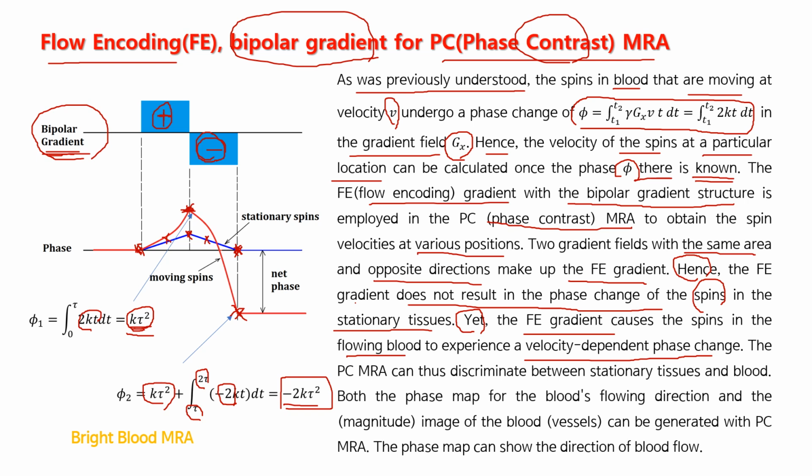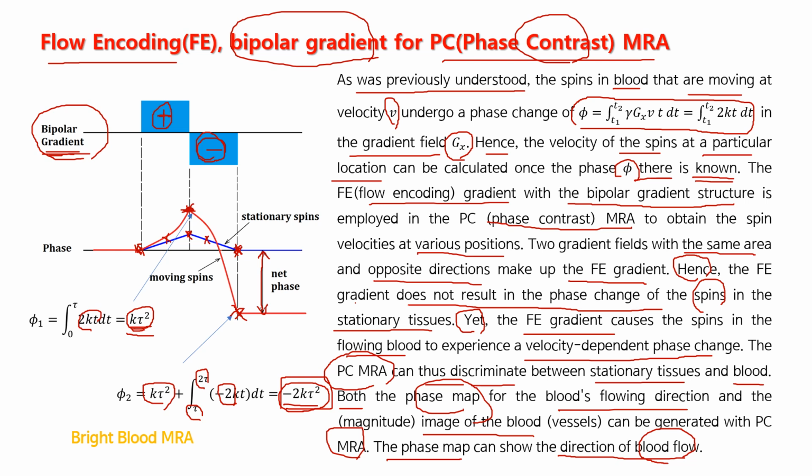On the other hand, for the spins in the moving flowing blood, the phase will change to minus 2k tau square. So there is some net phase difference between the spins in the flowing blood and the stationary tissues. The phase contrast MRA can thus discriminate between stationary tissues and blood. Both the phase map for the blood's flowing direction and the image of the blood can be generated with PC-MRA. The phase map can show the direction of blood flow.